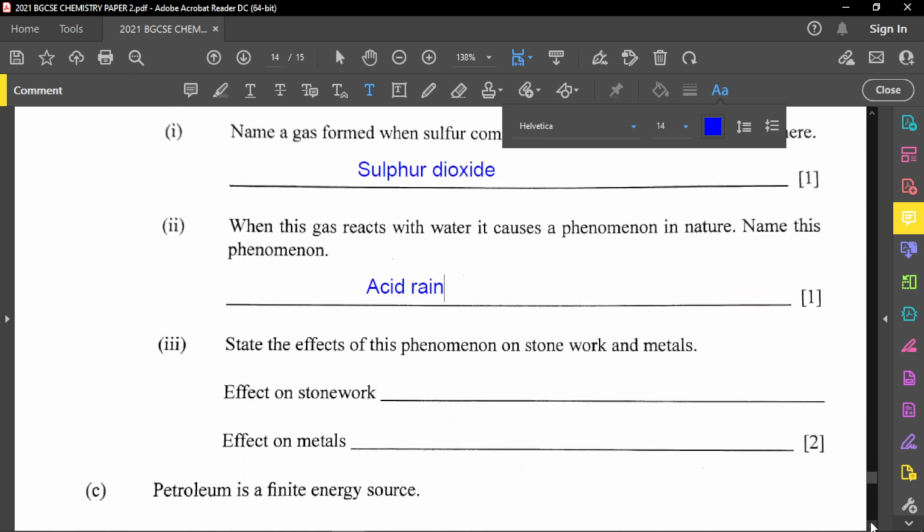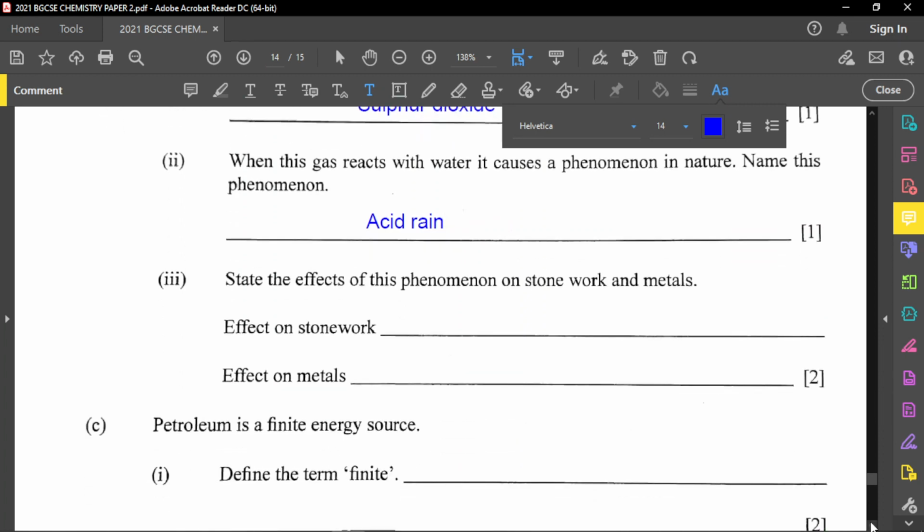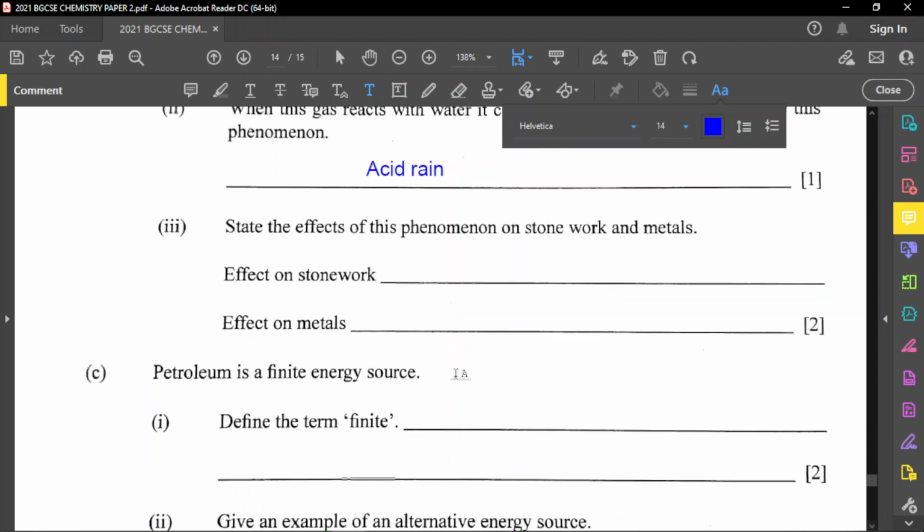All right, so part 3 now. It said state the effect of this phenomenon on stonework and also metals. So the effect on stonework, because of the acidic nature of the water, is that it causes the rocks to weather. So weathering of the rocks, which means over a period of time, it breaks down the rock slowly. You can use degrade as well. So degrade the rock or break down the rock over a period of time.